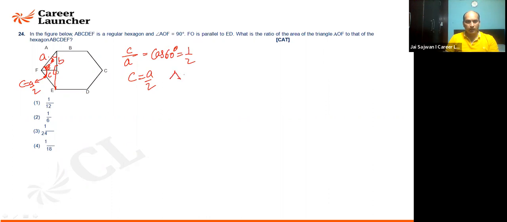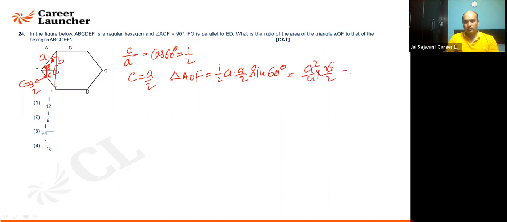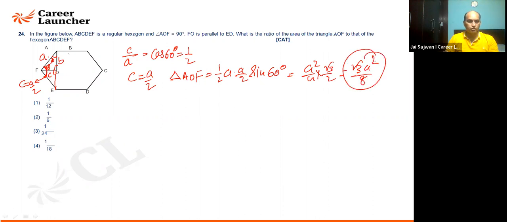What is the area of triangle AOF? We'll say half of A into A by 2 into sine of 60 degrees. So A square by 4 into root 3 by 2. That is root 3 A square by 8, the area of this portion. So what is the area of this? Root 3 by 4 A square, where A is the side of this hexagon. Fine, clear this?